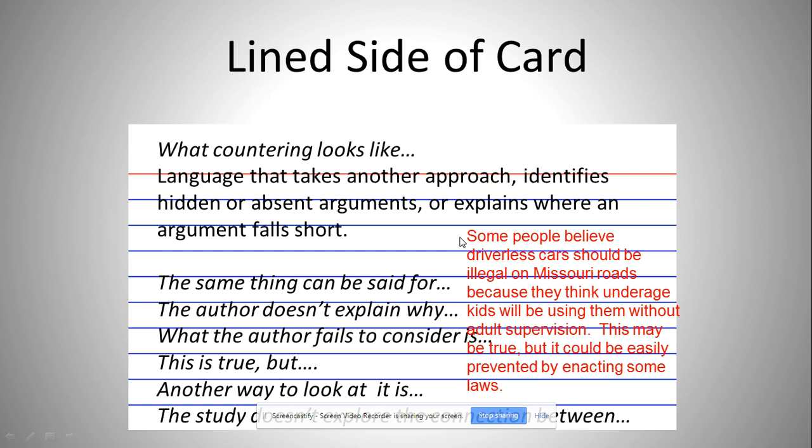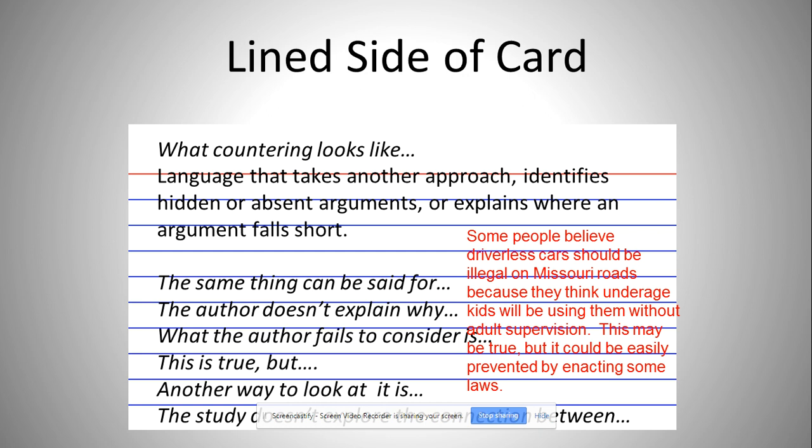First, I state what the opposing side says. I say some people believe that driverless cars should be illegal, and I explain why. What is their main reason? And I say because they think underage kids will be using them without adult supervision.